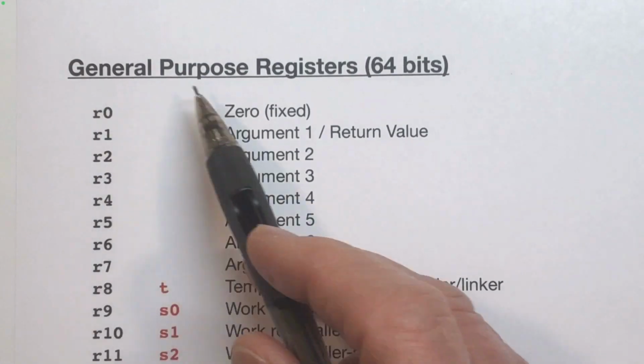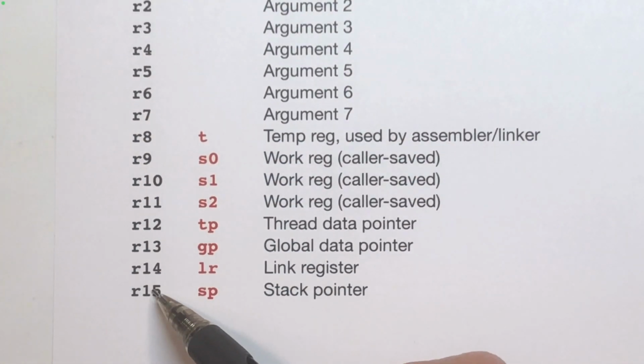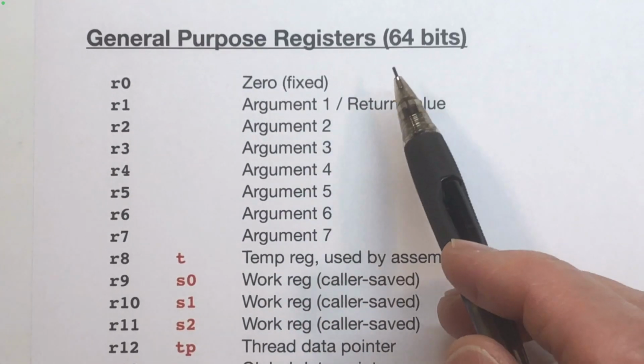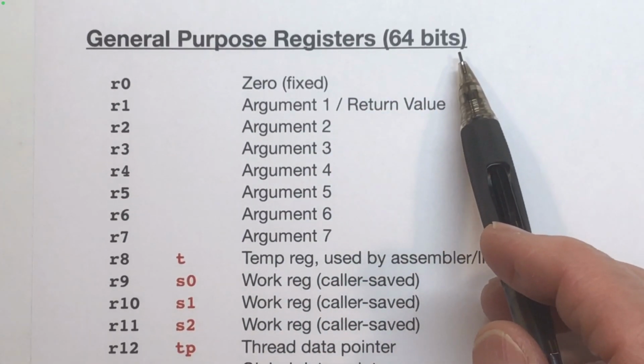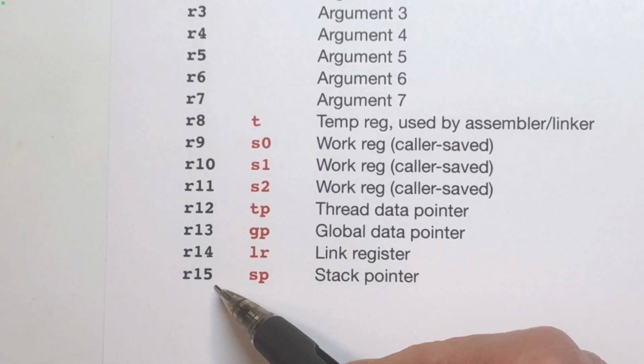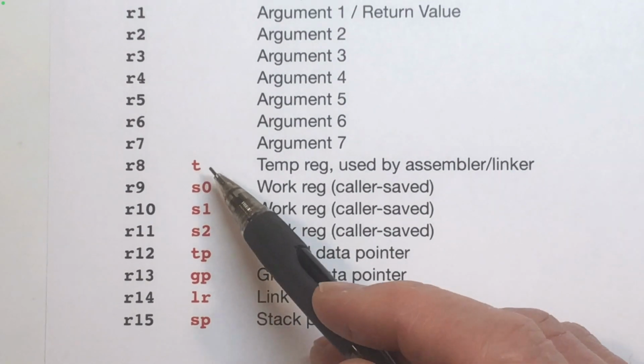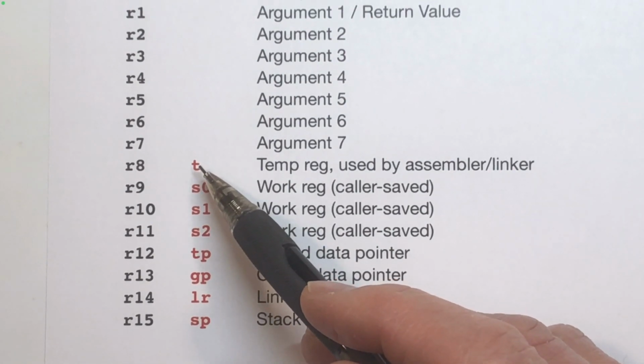Let's begin with the general purpose registers. In Blitz-64, there are 16 general purpose registers, and they are each 64 bits in size. The registers are named R0 through R15, and in addition, some of the registers have a second name that can be used that's a little bit more intuitive.